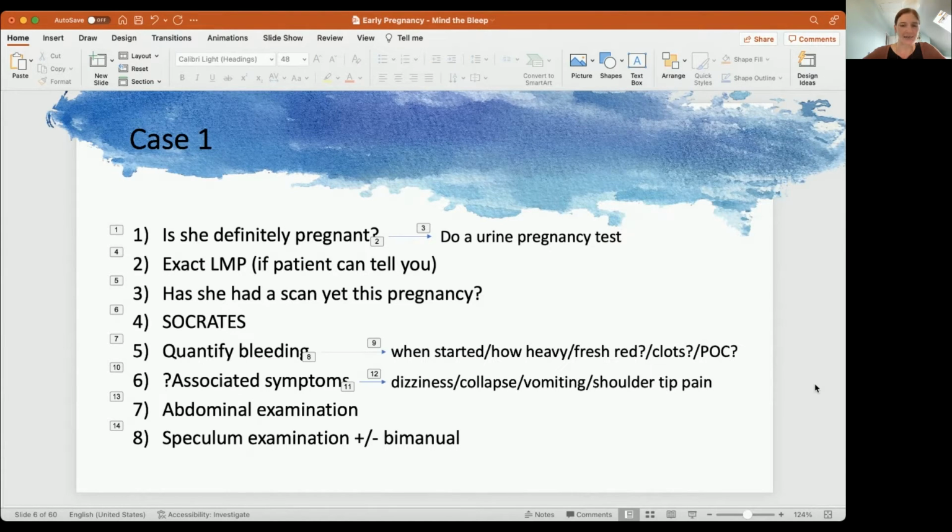If she can tell you her exact last menstrual period, brilliant. Then you can get an idea about how many weeks she is. Has she had a scan yet this pregnancy? Always, I'm obsessed with that.